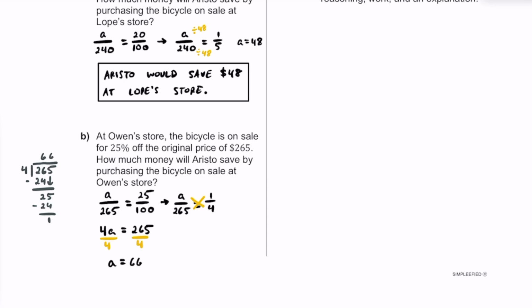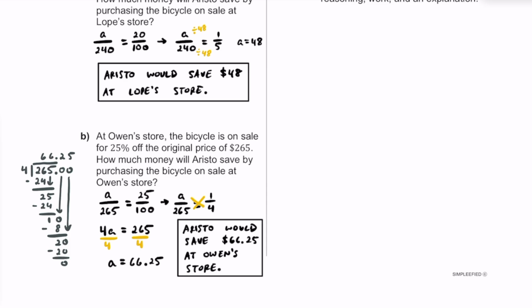If you really want to go ahead and say what this is in terms of money though, feel free to go ahead and add a decimal and bring it down. Or if you know that 1/4 is just 25 cents, then you don't have to really do this. You can just go ahead and write that down. But if you want to see what that looks like to get the decimal value, then you can just keep doing the division here and it'll work out nicely as well. So this one's not too bad though. So it's $66.25. And so at Owen's store, Aristo would save $66.25 on this bike.